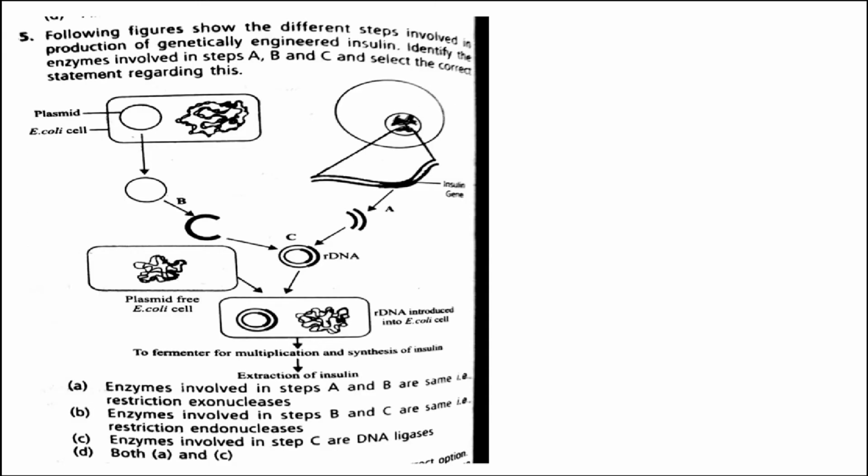Next question. The following figures show the different steps involved in production of genetically engineered insulin. Identify the enzymes involved in steps A, B, and C and select the correct statements regarding this. So study the picture carefully. And here the answer is option C. Enzymes involved in step C are DNA ligases.